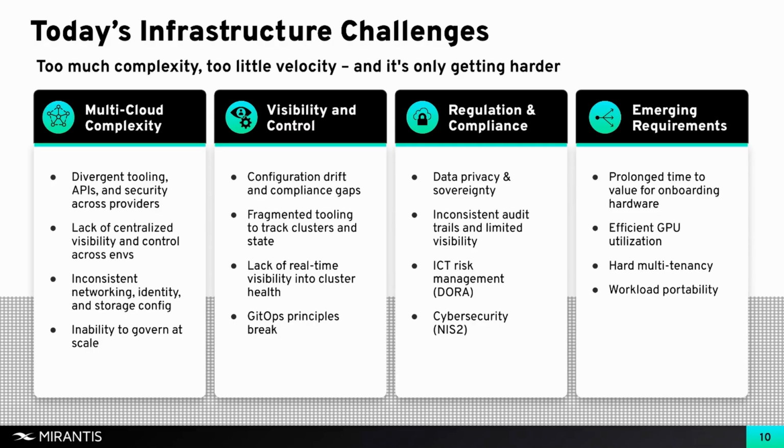So the takeaway is really simple. Modern infrastructure is harder to manage than ever, and without automation, teams can't move at the speed that AI demands. Now, let's hand it off to Ben, who will cover how we at Mirantis solve these critical infrastructure challenges.